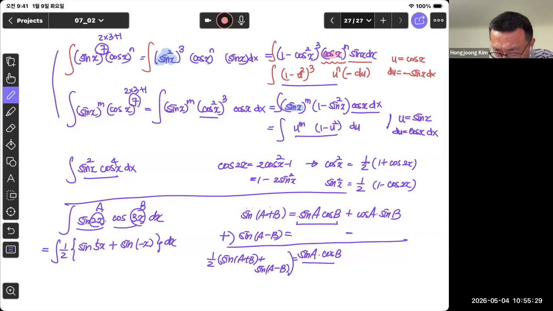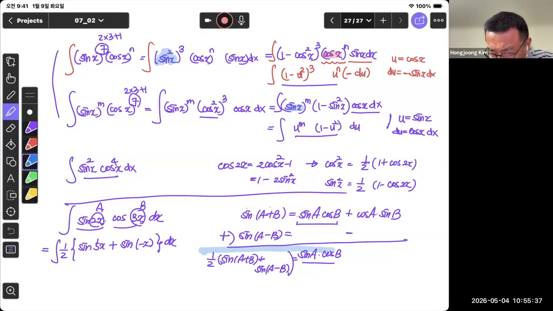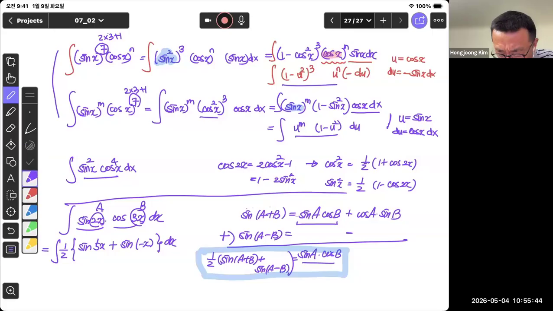And at that point, this formula is not the only formula we need. We may need another property of sine and cosine. Sine is an odd function, meaning sine negative x will be negative sine x. So we get sine 5x minus sine x dx.